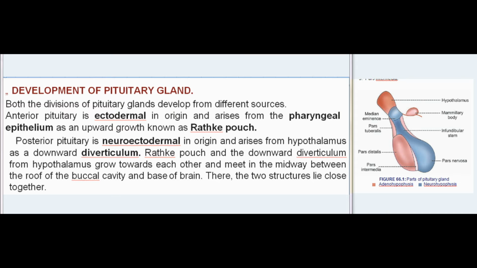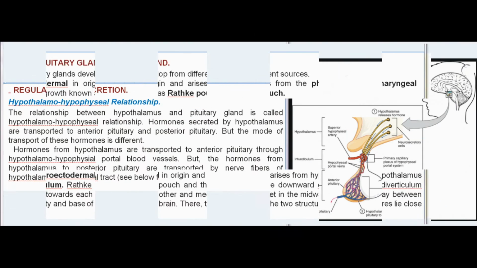Development of pituitary gland. Both the divisions of pituitary glands develop from different sources. Anterior pituitary is ectodermal in origin and arises from the pharyngeal epithelium as an upward growth known as Rathke pouch. Posterior pituitary is neuroectodermal in origin and arises from hypothalamus as a downward diverticulum. Rathke pouch and the downward diverticulum from hypothalamus grow towards each other and meet midway between the roof of the buccal cavity and base of brain. There, the two structures lie close together.